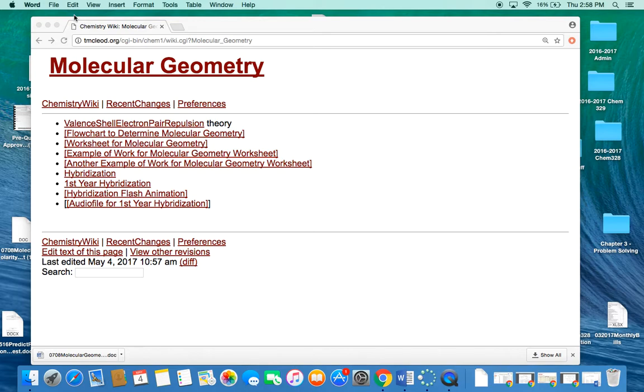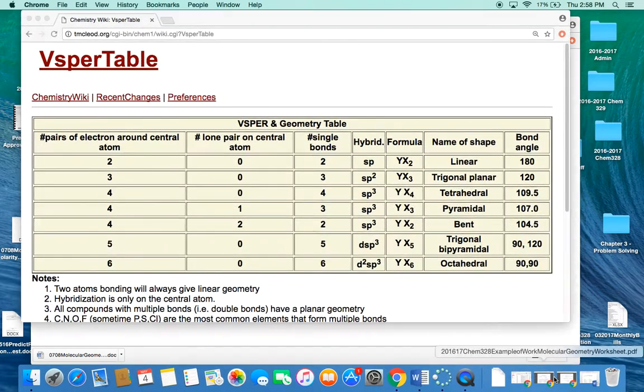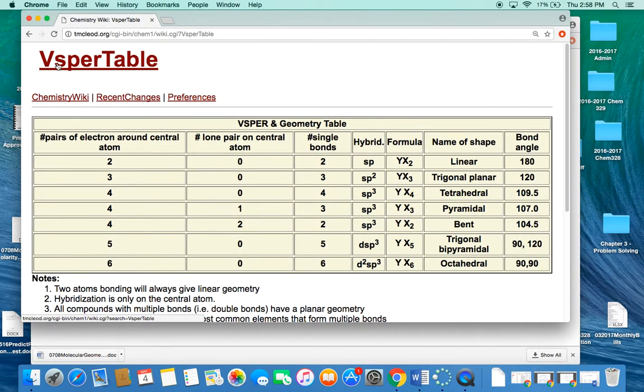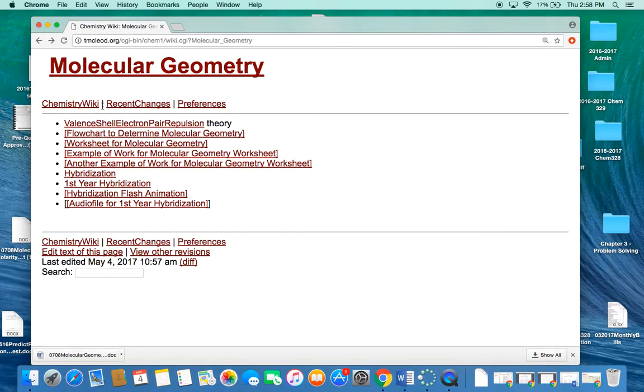To do that, we use what is called the VSEPR theory. I screwed up the spelling. I call it VSPER, but it's actually VSEPR. Okay, and it stands for valence shell electron pair repulsion.